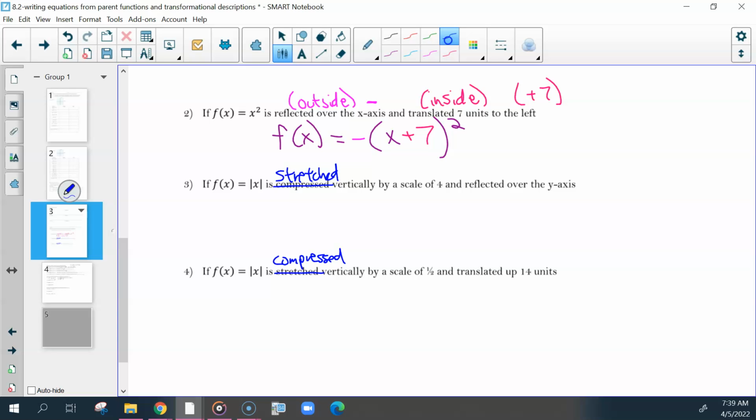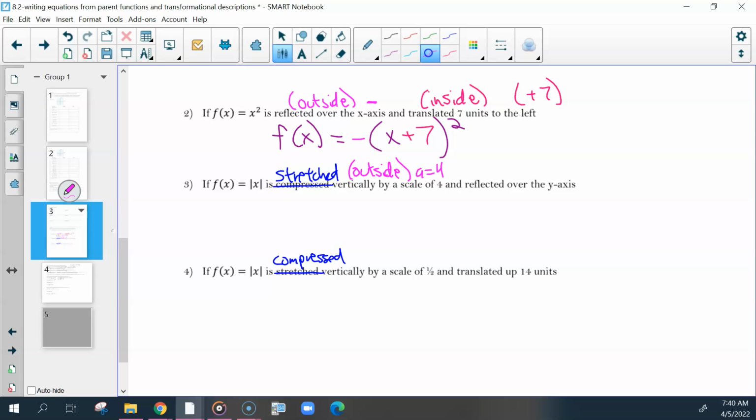That means we're going to multiply the outside. It's vertically, so it has to be outside. And our A value is going to be 4. Then we have reflected over the y-axis. Would that be horizontal or vertical? Oh, vertical. It's reflecting over the y-axis. So what do they do? Horizontal, yeah.